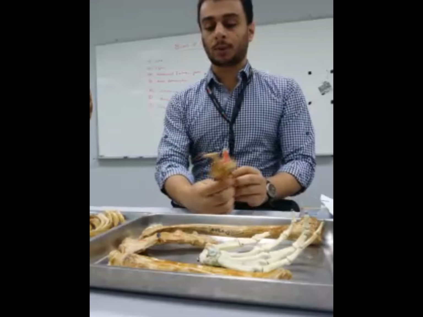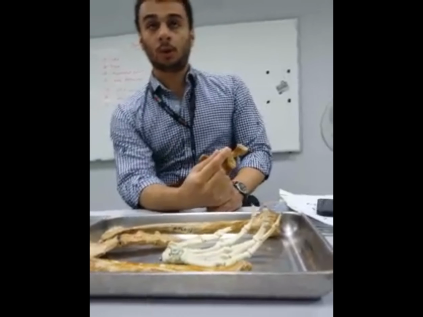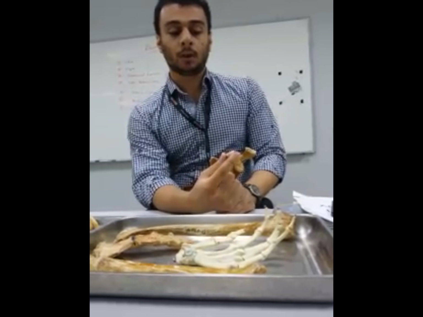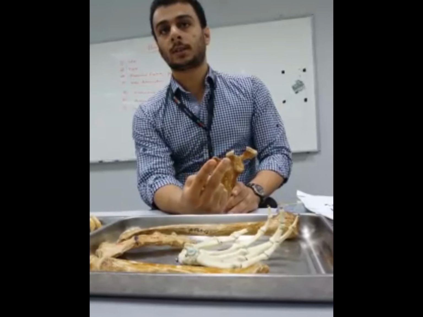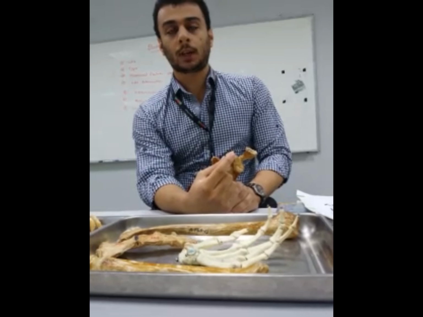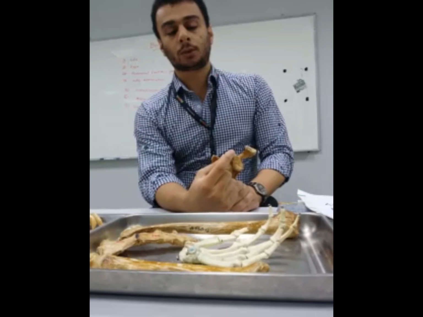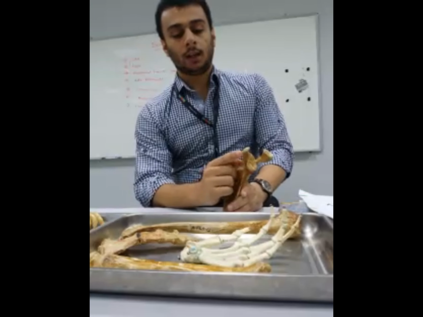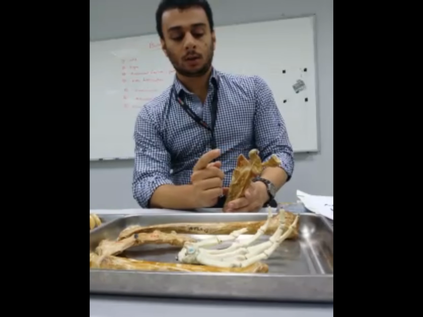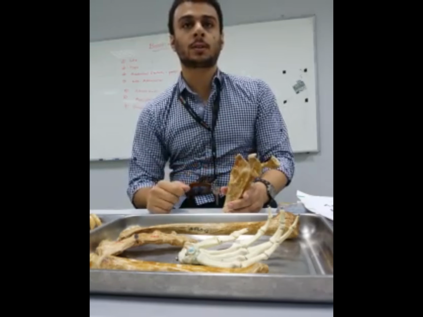Now, attachment for the processes. So we have here the coracoid. The tip of the coracoid gives origin to 2 muscles, the coracobrachialis and the short head of the biceps muscle. And for the medial surface here, they are going to give attachment to the pectoralis minor muscle.